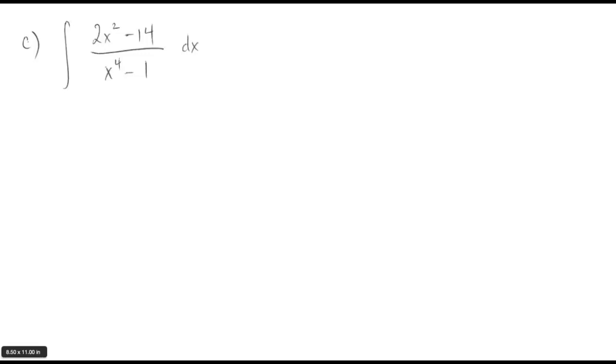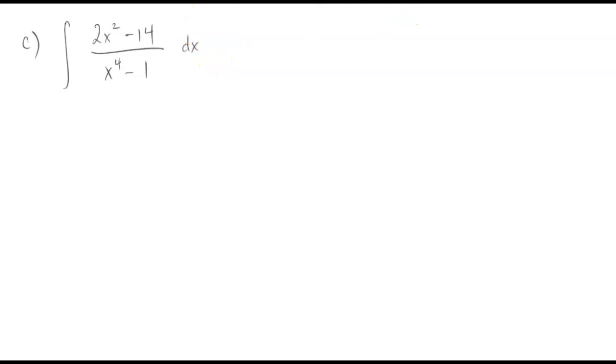So our next example that we have here, we see that we have a rational function where the degree of the numerator is smaller than the degree of the denominator. So we want to try to factor out the numerator and denominator as much as possible.